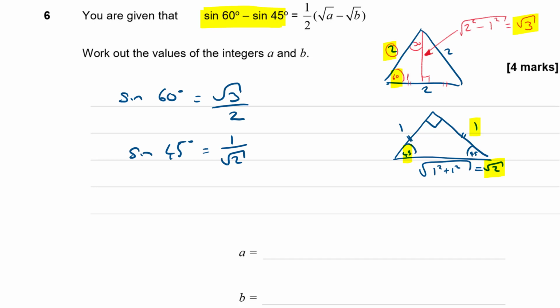If you don't know them, you can't answer these sorts of questions. It's just not possible. Okay, so now I've worked out what the sine of 60 and the sine of 45 is. I can go on and do the maths. So I start off with the left-hand side. That's equal to the sine of 60 subtract the sine of 45, which I've just worked out is the root of 3 over 2 subtract 1 over root 2.